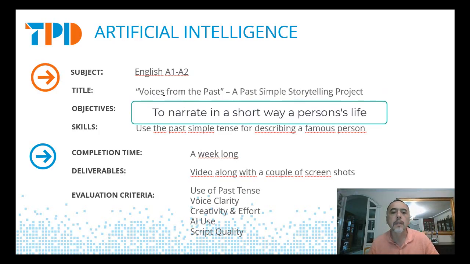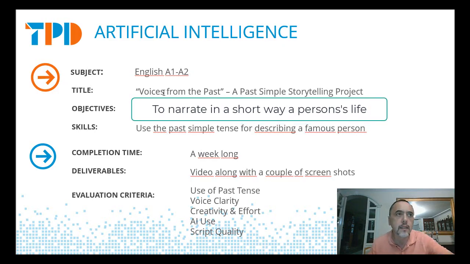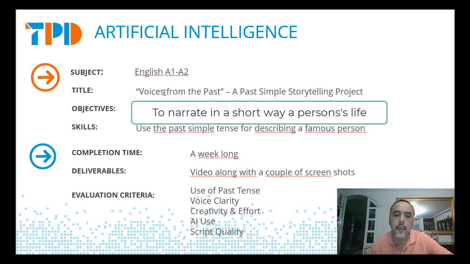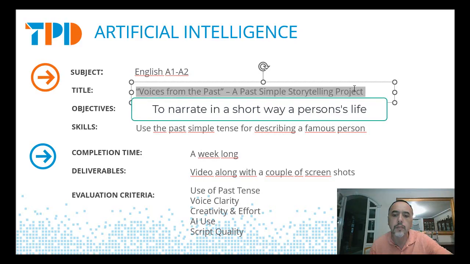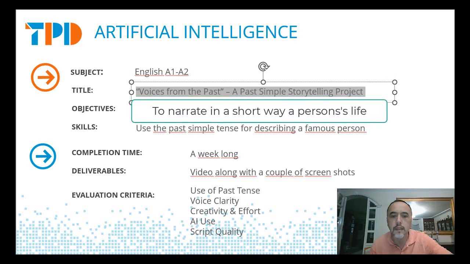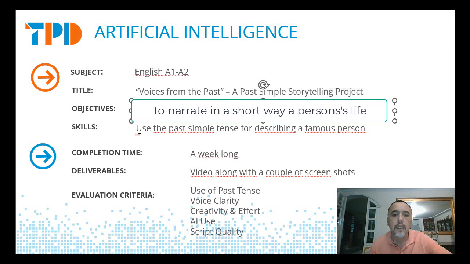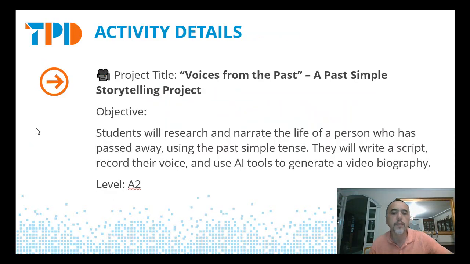Well, today's objective is to work on artificial intelligence along with the English skill, which is speaking. This video is intended to explain how to use artificial intelligence along with the speaking skill. The main objective is to participate in a video that is going to be called Voices from the Past, a past simple storytelling project.